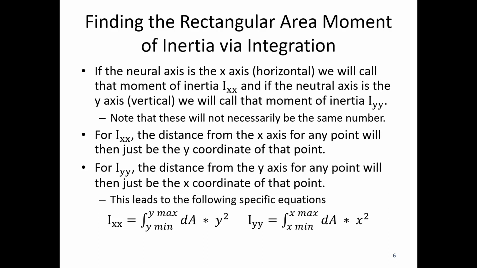And so this leads to the following equations. So Ixx is going to be going from some y min to y max. So I go bottom to top of the dA function times y squared. So we've got y in my x equation. So y min, y max, and y squared. Iyy is the opposite. So it's going from x min to x max. So it's going to go from the leftmost point to the rightmost point. And we're going to be integrating with respect to x in this one.